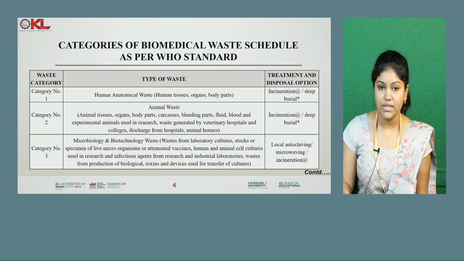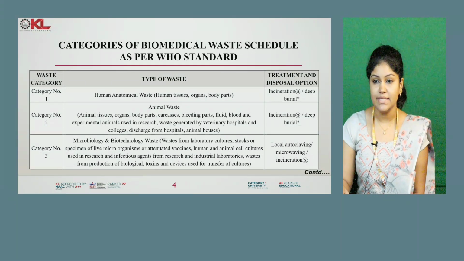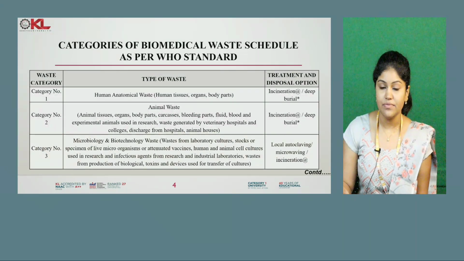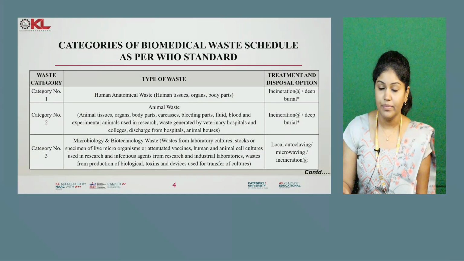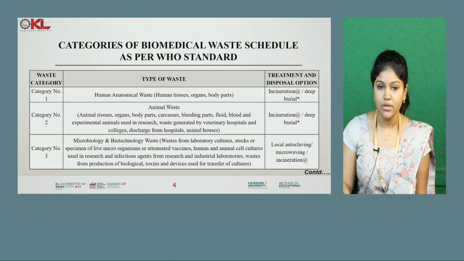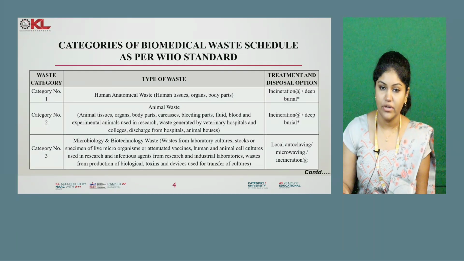In the case of category number 1, human anatomical waste, it can be human tissue, organ or body part. What is the treatment we are doing? It can be incineration or deep burial. In the case of category 2, that is animal waste, it can be animal tissues, organs, body parts, etc., which can be treated or disposed using incineration or deep burial. Incineration means, as you all know, that we are burning it, and deep burial means we bury the body in depth.